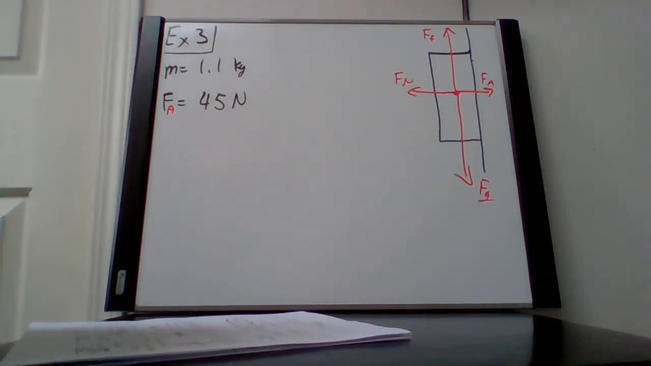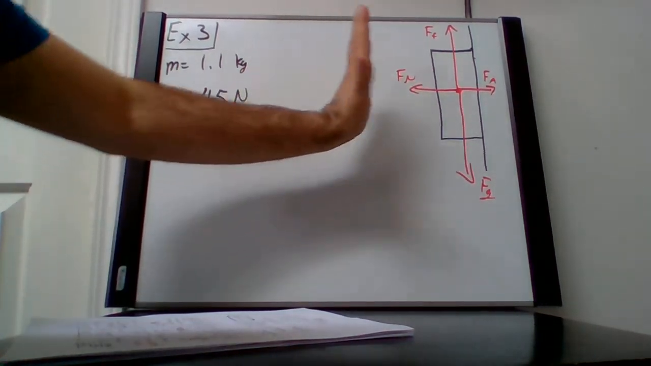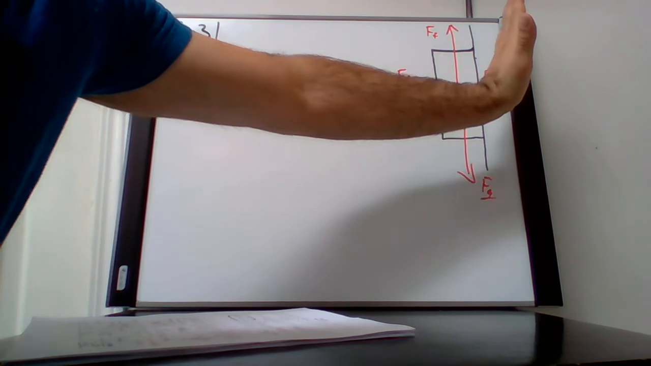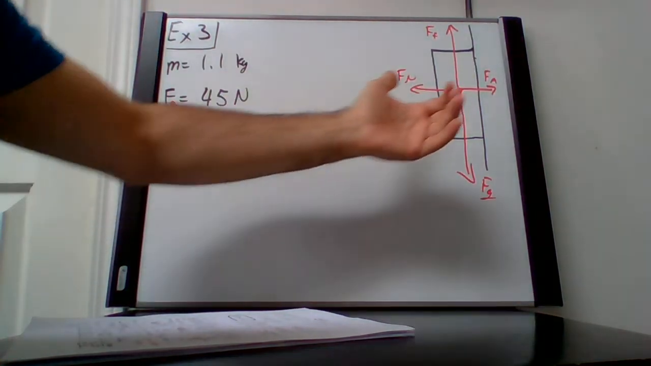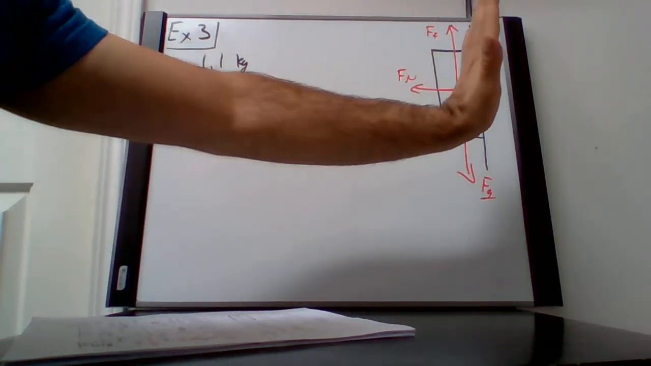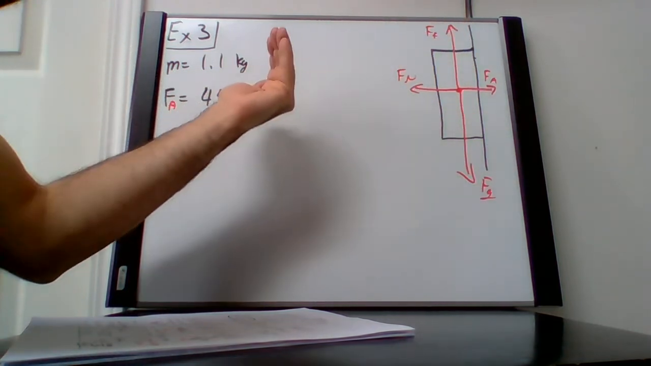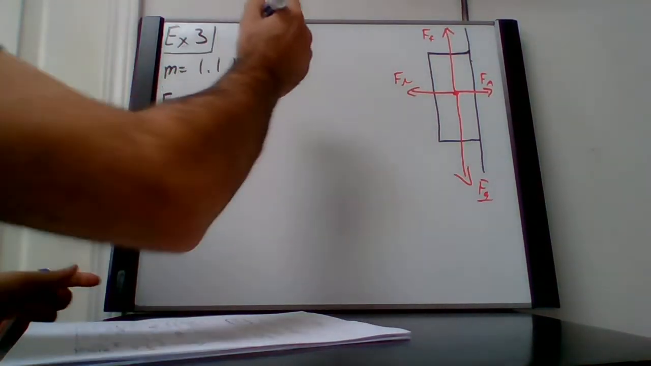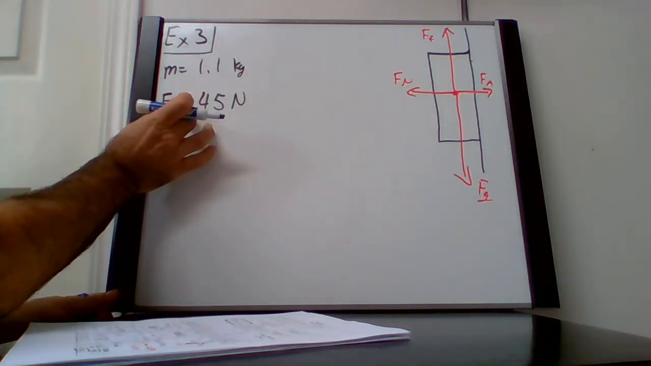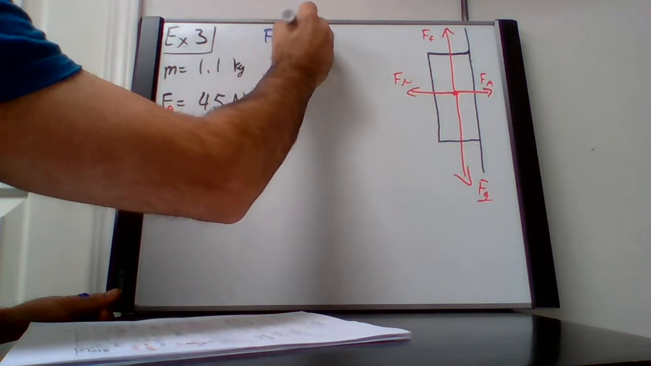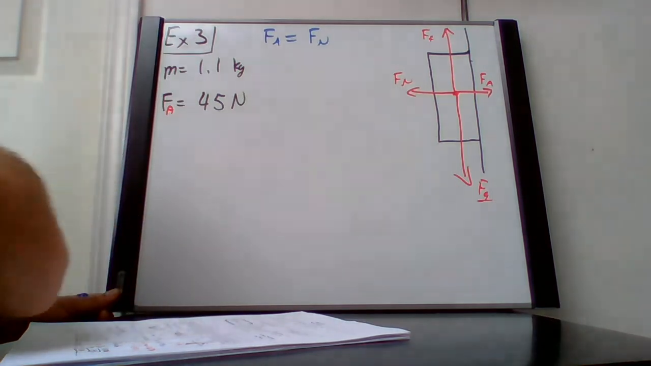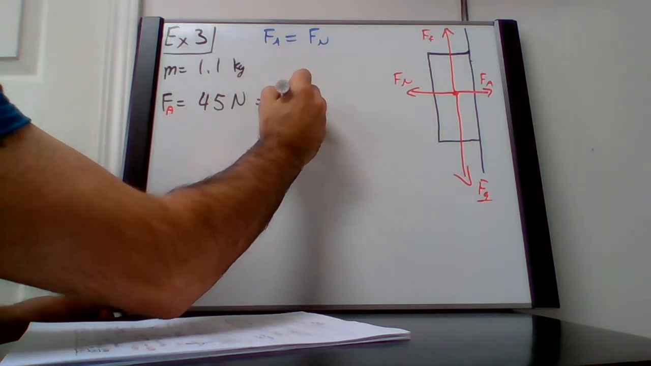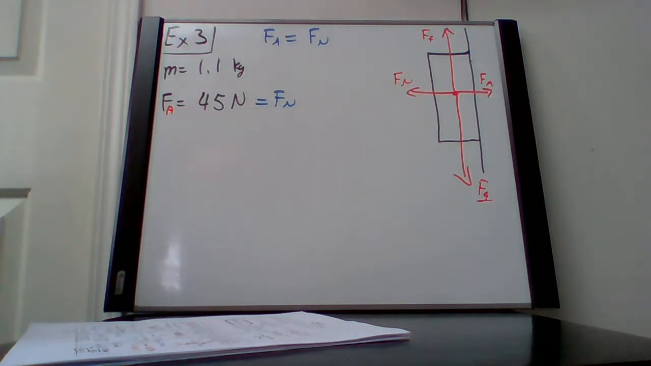Okay, so let's try and work through this again. We have a book being pushed against a wall. So I'm applying that force to hold it against the wall. The normal force, because it's not being pushed into the wall, means that the wall is pushing back with that force here. So in this situation, my force applied equals my normal force. So that means 45 newtons of applied force is also my normal force.